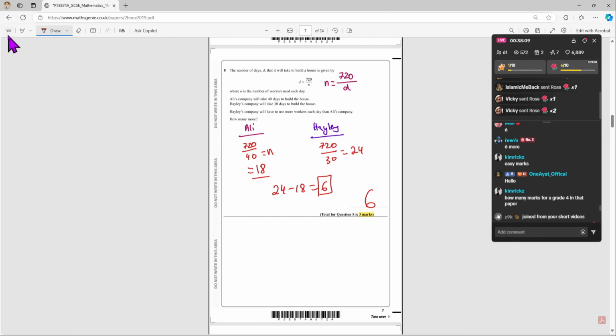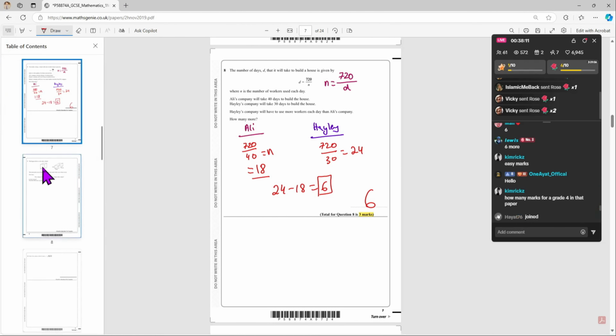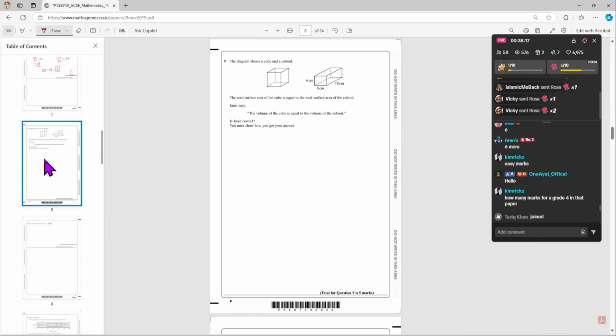Moving on to our next question, guys. Question number 9. The diagram shows a cube and a cuboid. The total surface area of the cube is equal to the total surface area of the cuboid. Janet says the volume of the cube is equal to the volume of the cuboid. Is Janet correct?